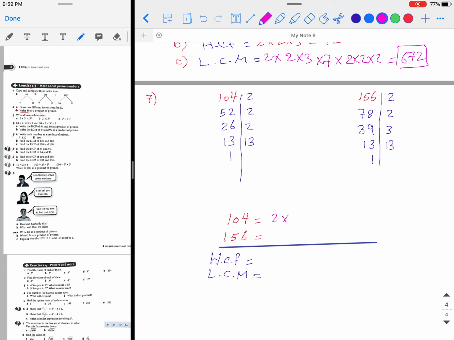So here 104 is 2 by 2 by 2 by 13. And the next one is 2 by 2 by 3 and also 13. So to get the HCF, I have here 1, second one, and 1 from this 13, I will take it. So 2 multiply 2, 4. 4 multiply 13, 4 multiply 10 is 40, and 4 multiply 3 is 12, so it's 52.